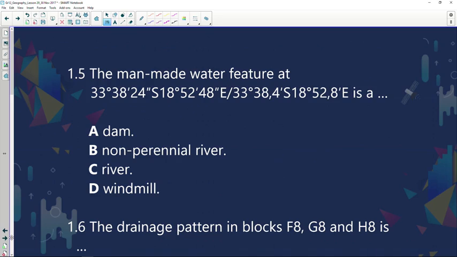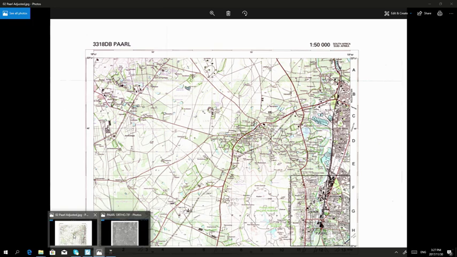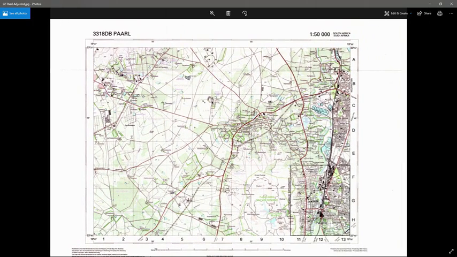If you look at our next question, the man-made feature at 33 degrees, 58 minutes, 24 seconds south, and 18 degrees, 52 minutes, 48 seconds east. Now let's quickly have a look. Let's go and find it on the map and provide you with the correct coordinates. So if we quickly look on the map, they tell us the coordinates is 33 degrees.